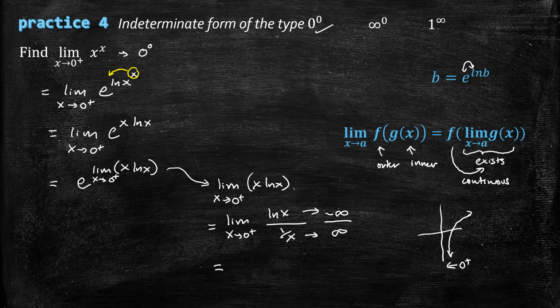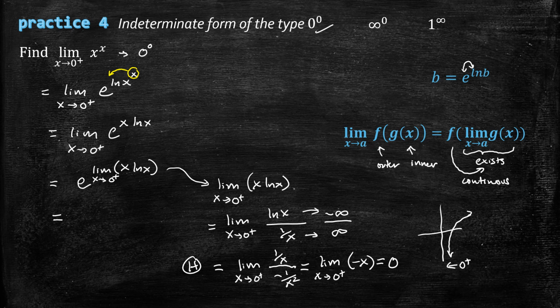So we can apply L'Hopital's rule. We would get the limit as x goes to 0 plus, and now we take the derivative. The derivative of ln x is 1 over x. The derivative of 1 over x is negative 1 over x squared. If we just simplify, keep, change, flip, however you want to think about it, we would get negative x left, and we can plug in and we would get 0 as our answer.